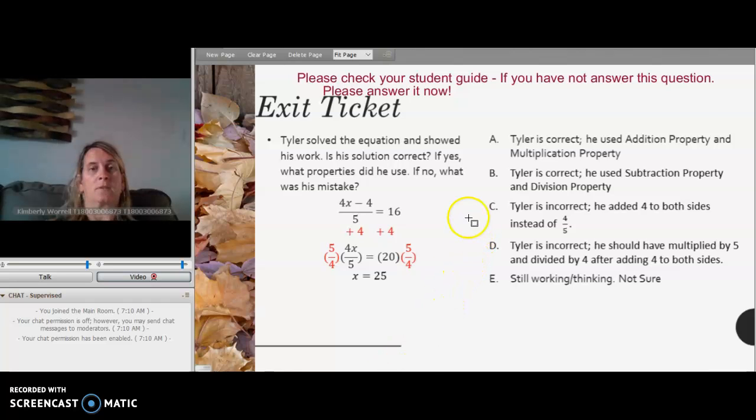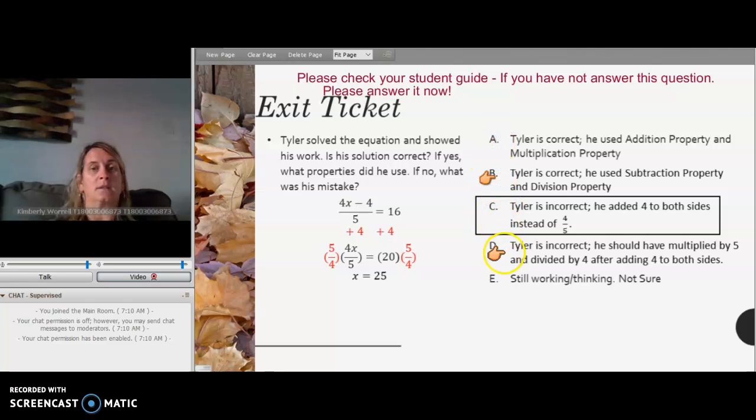All right, well, the correct answer is C. First of all, the answer is incorrect. If you plug 25 into this, you would get 4 times 25 is 100. 100 minus 4 is 96, and 96 divided by 5 is not 16. I think it's like 19.2 something or whatever. Okay, but it's not 16, so that's false. So we know then A and B are incorrect.